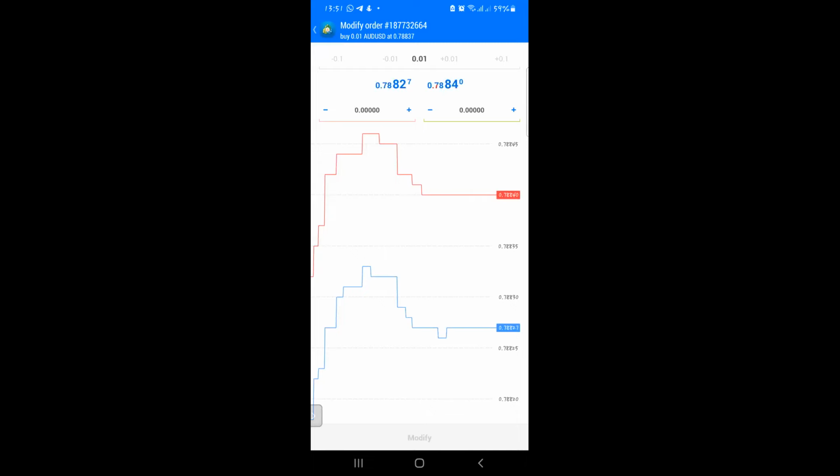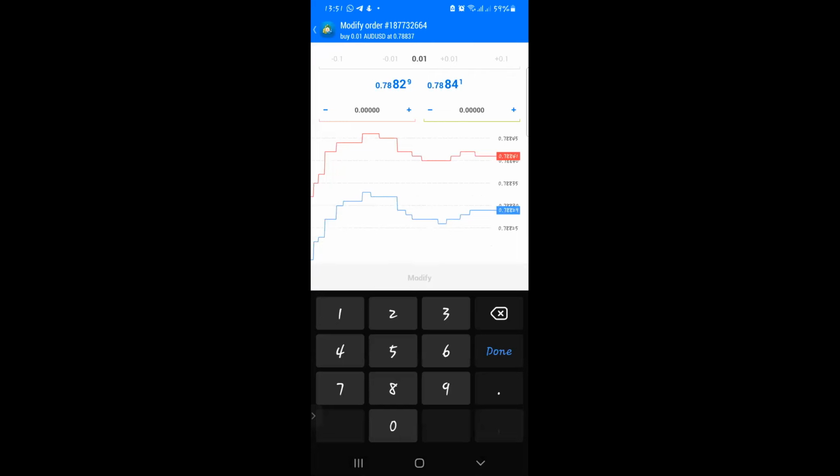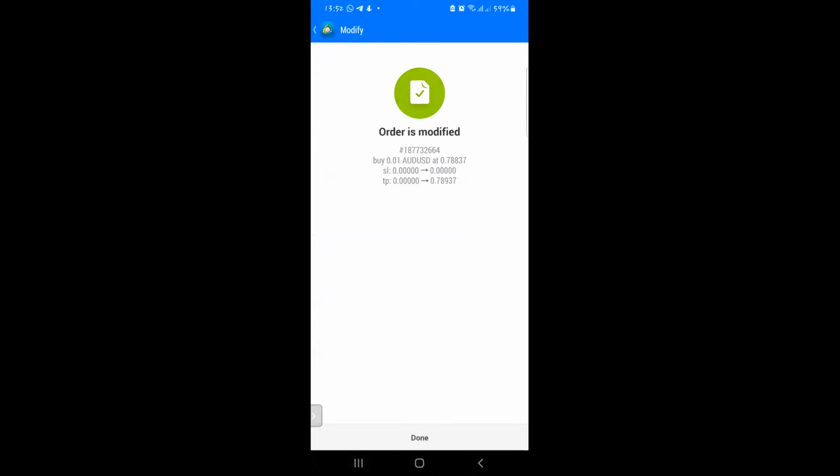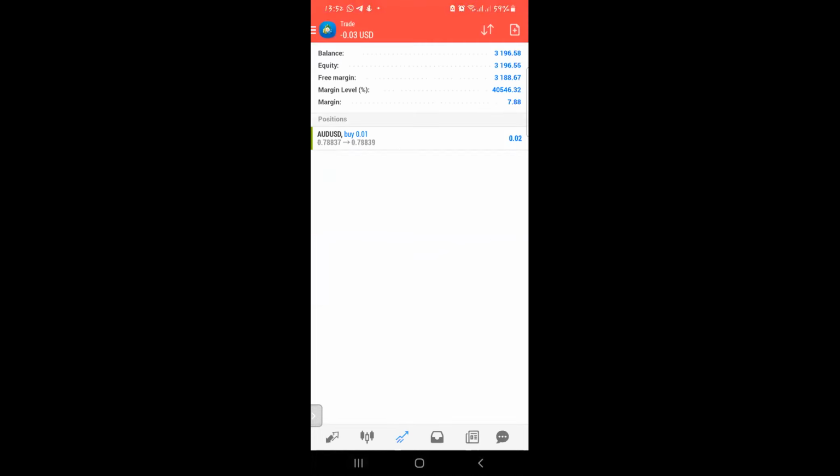So I will look at the 83 that I bought it at, and I will add on my 10 pips, right? So now I can modify my order, and I can type under my TP, 0.78937, okay? And I'll put that in there as my TP, and I'll click on modify, right? And look, it's actually blue. So nice when that happens.